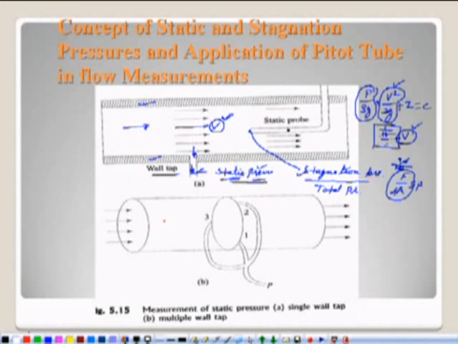Now in the second figure, we have a pipe in which we make a hole at the periphery of the wall at point number 1, point number 2 and point number 3. Then we measure the average static pressure with the help of some device, right.